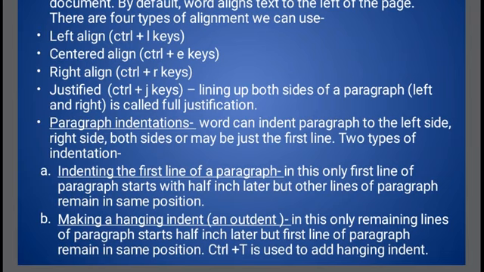Making a hanging indent means the opposite of first line indent. In this, only the remaining lines of the paragraph start with a half inch space, but the first line of the paragraph remains in the same position. We can say it is the opposite of first line paragraph indentation. We can also use Ctrl plus T to add a hanging indent. So we can control the first line or remaining lines of a paragraph with the help of alignment and indentation options.